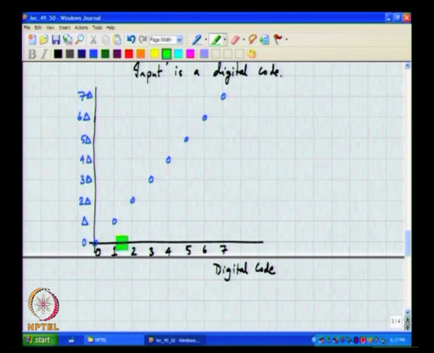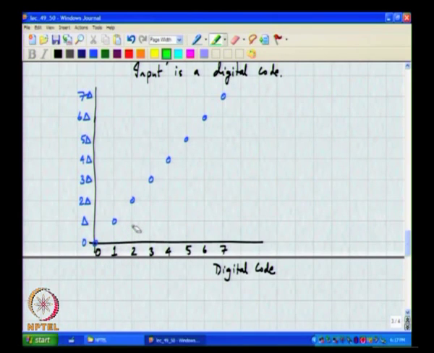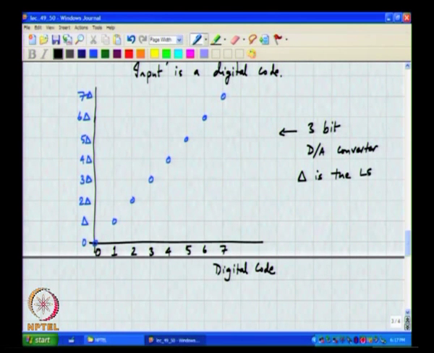Please note that these inputs actually do not make any sense, the code can only be an integer. Delta is called the step size, just like in an A to D converter, just as the positions of the x and y axes are interchanged, and this represents a 3-bit D to A converter. Delta is the LSB or step size of the DAC.